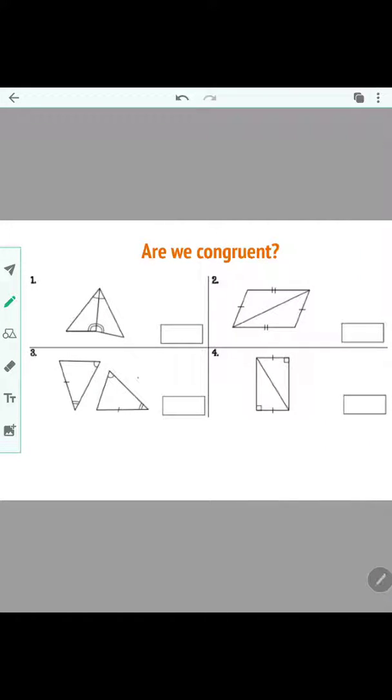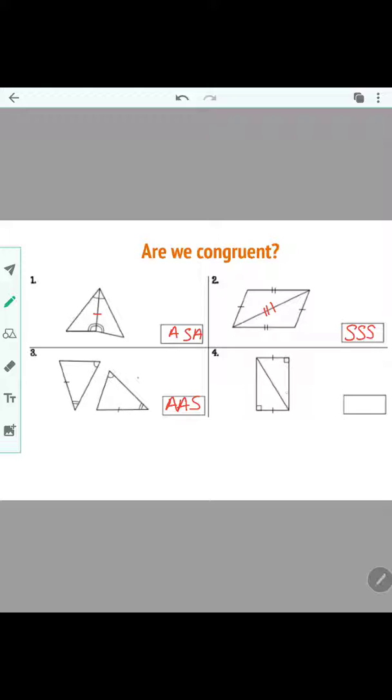This first example, I've got the two angles and then the side that they share. So this is angle, side, angle. Likewise, for number 2, we've got the side that they share. Side, side, side, congruent. Number 3 is angle, angle, side.